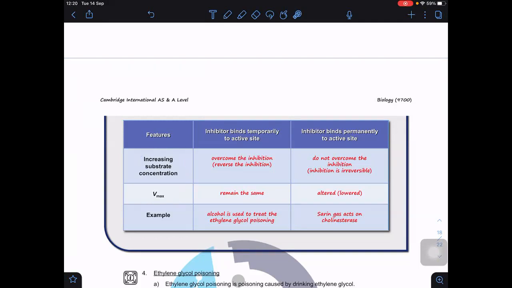So for our part today, we are going to look at this. What is meant by Vmax? What is meant by increasing substrate concentration? Recall what we have learned previously. So what did we learn?